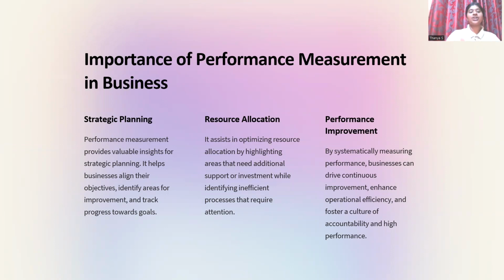So in strategic planning, performance measurement provides valuable insights for strategic planning. It helps businesses align their objectives, identify areas for improvement, and track progress towards goals. So in resource allocation, it assists in optimizing resource allocation by highlighting areas that need additional support or investment while identifying inefficient processes that require attention.